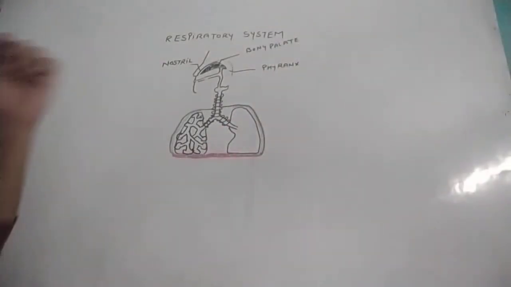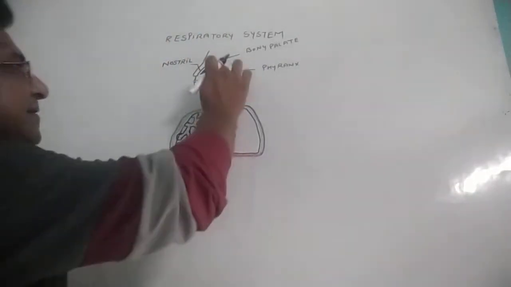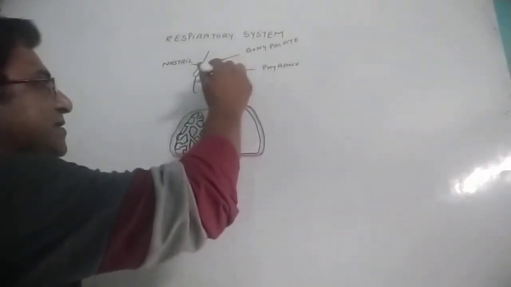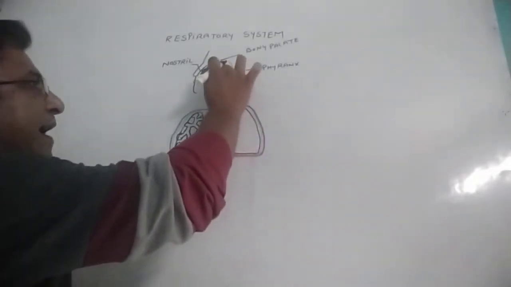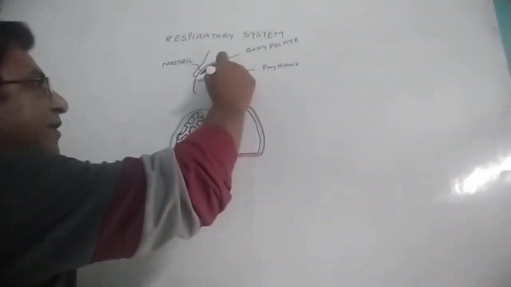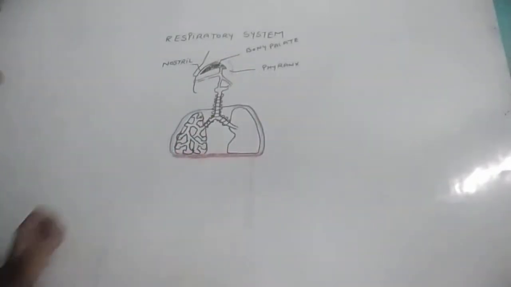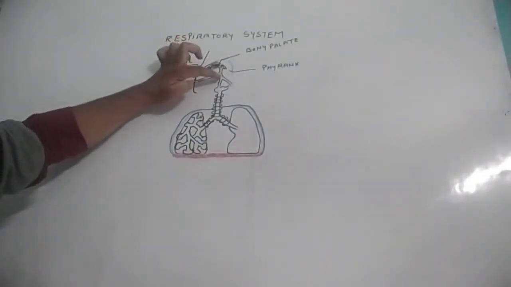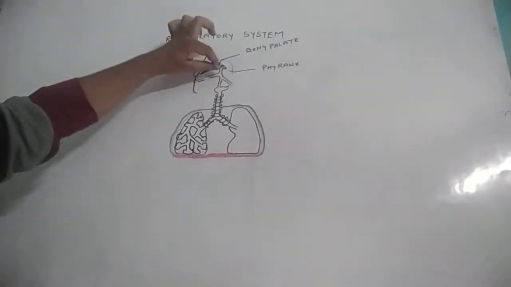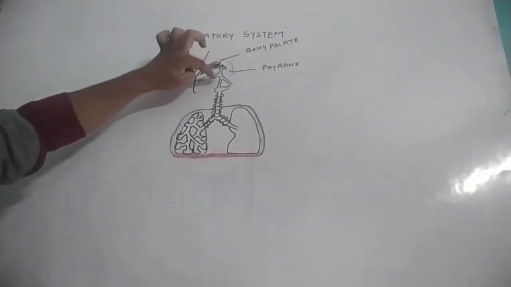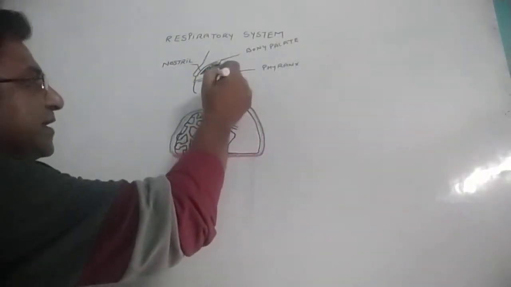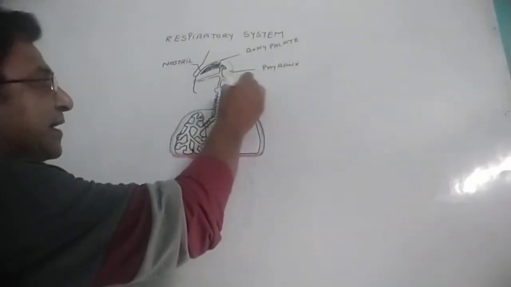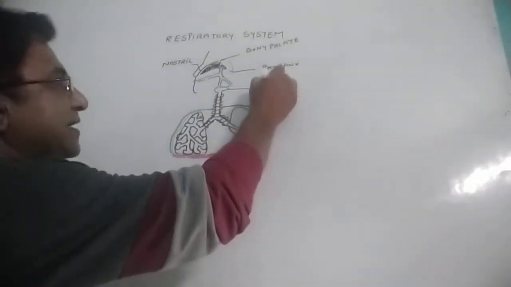Nasal cavities or nostrils open posteriorly into the pharynx, and the pharynx further opens from here. I have not made it, but the esophagus also comes from here and moves towards the posterior side of the body, like this. And this is the trachea. The pharynx opens into the common opening of the trachea and esophagus. Remember that. And it actually opens into an extension of the trachea, that is called the larynx.